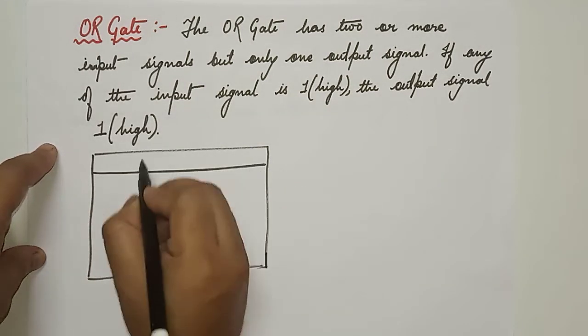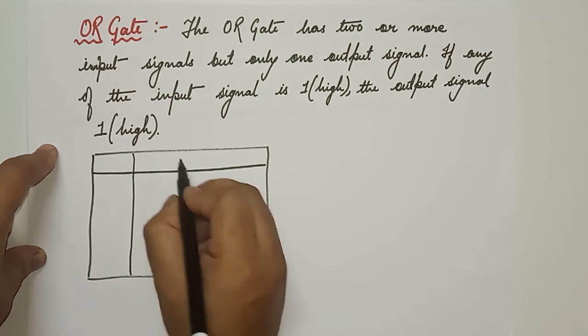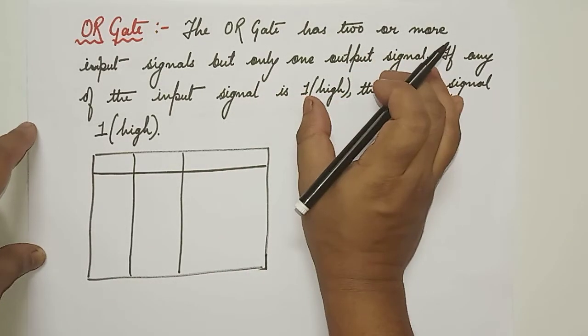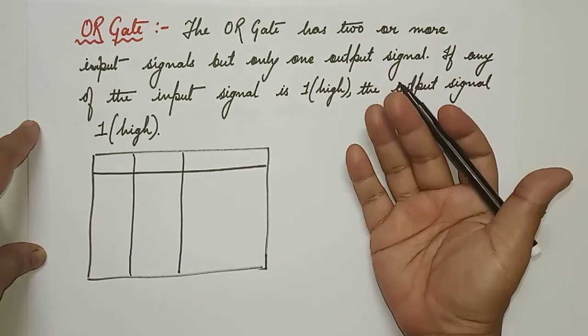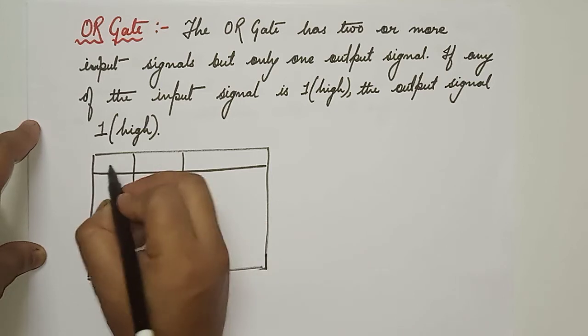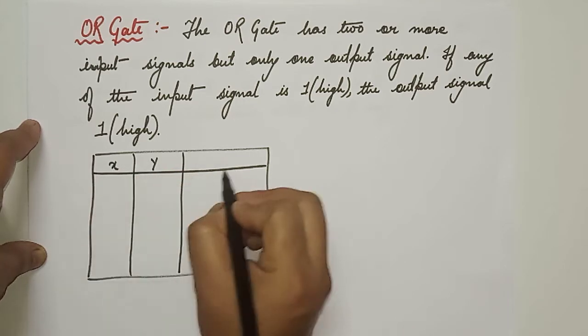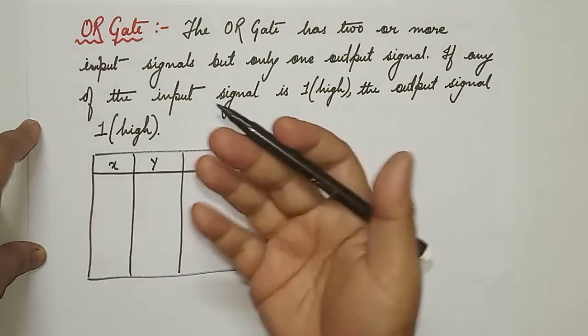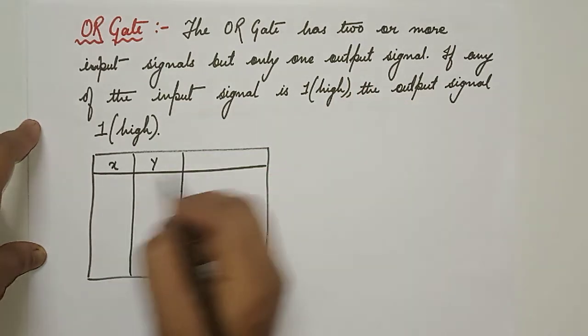From the definition, we can see that it will take a minimum of 2 variables as input. More than 2 we can also provide, but I will show you the truth table using only 2 variables. If you understand the usage of 2 variables, then you can have one more variable also. You can work with more than 2 input signals also.